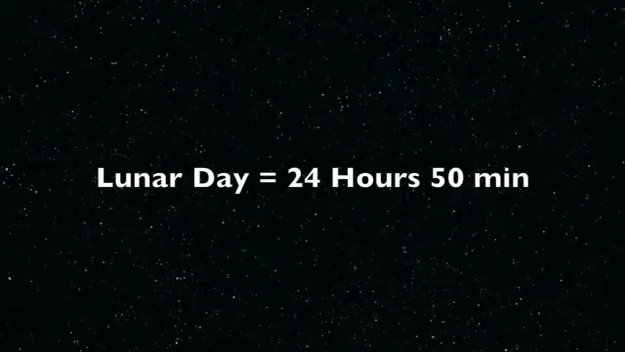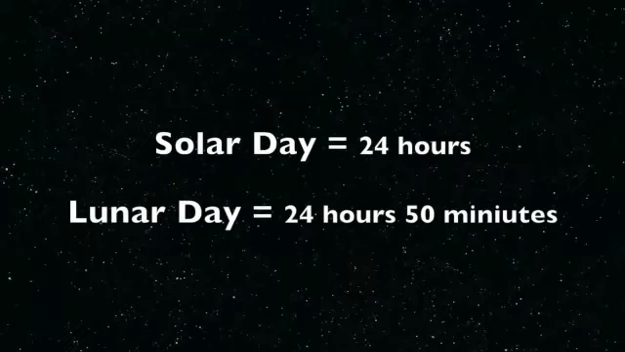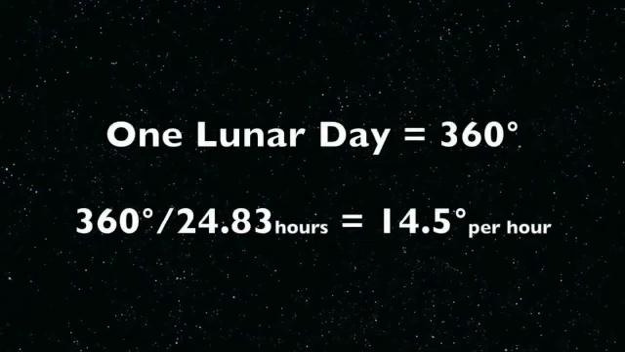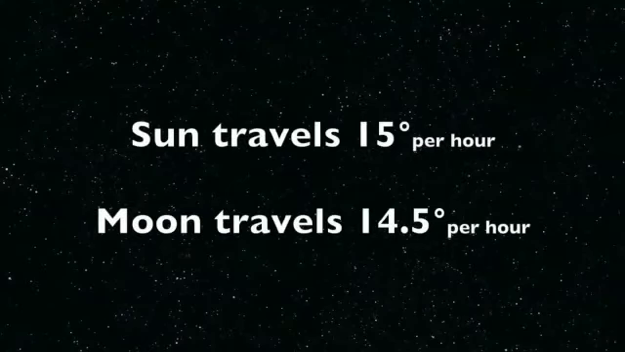The moon takes 24 hours and 50 minutes to circle the flat earth. That's what's called a lunar day. It's slightly slower than the sun. So where the sun takes 24 hours to make one 360-degree circle, which is 15 degrees an hour, the moon takes 24 hours and 50 minutes to make one 360-degree circle, which equates to only 14.5 degrees per hour. So the moon, because it's slightly slower, loses a half a degree on the sun per hour.